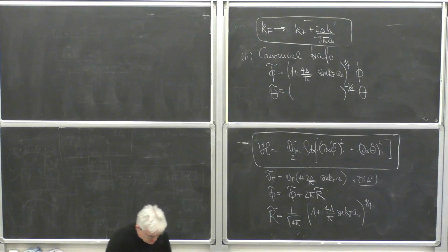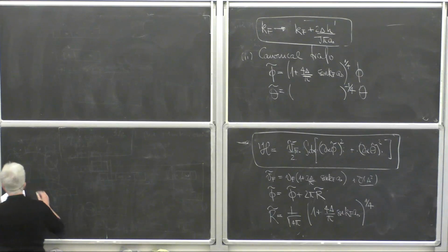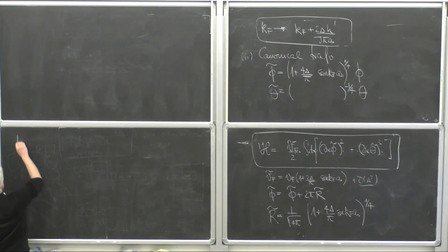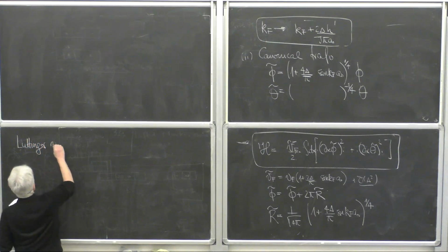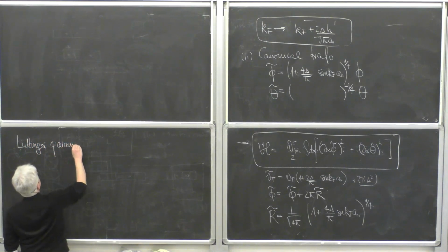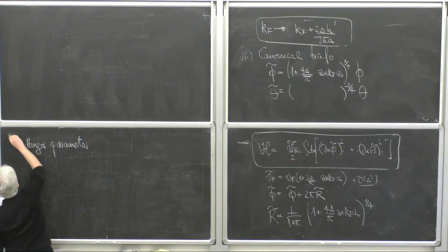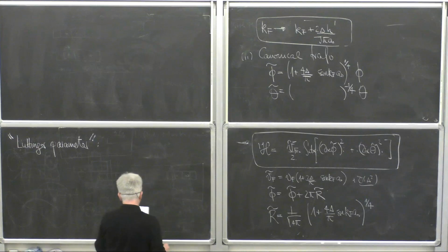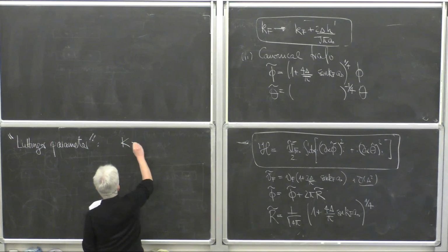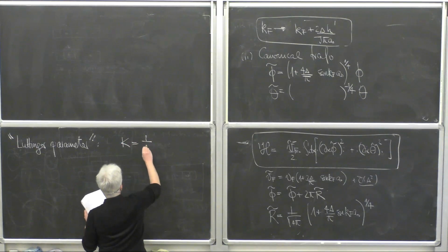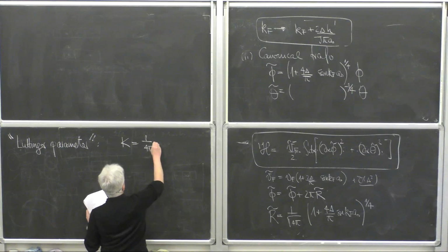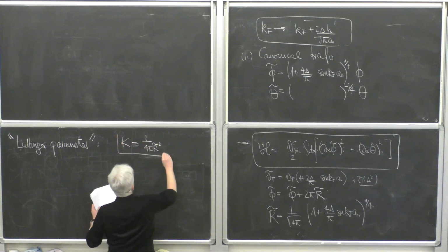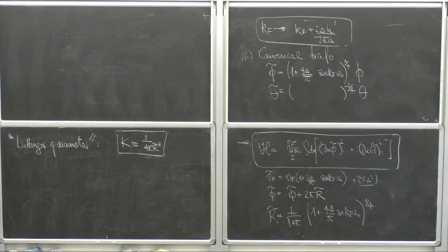The last piece is, it's customary to introduce what's called a Luttinger parameter in lieu of this compactification radius. So this is defined as K equals 1 over 4 pi r tilde squared. So this is basically in all the literature what you find.